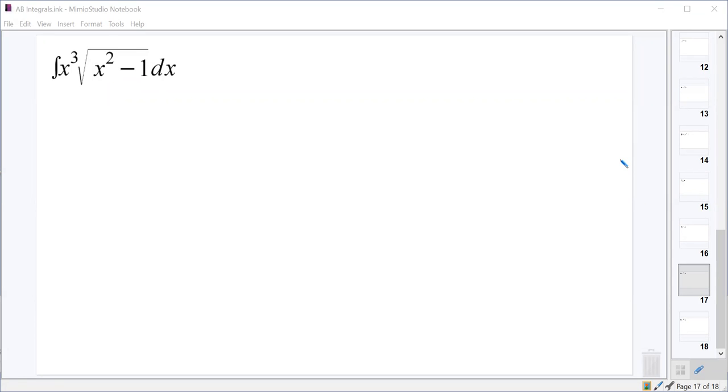So we're going to start with what looks like should be the u substitution. What does it look like we should sub out? X squared minus 1. Yeah. So that would give us du is equal to 2x dx, right? And we don't have 2x dx. We have x cubed dx outside of that radical.